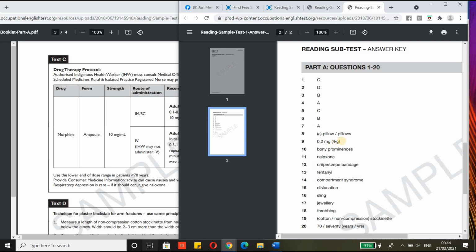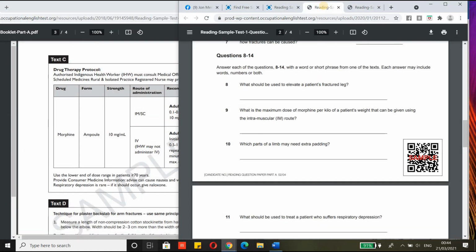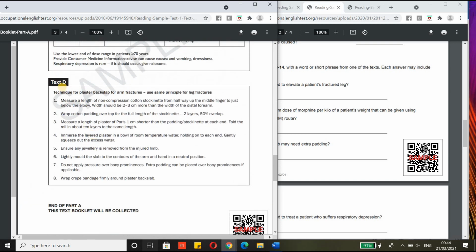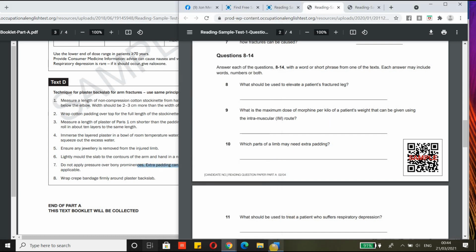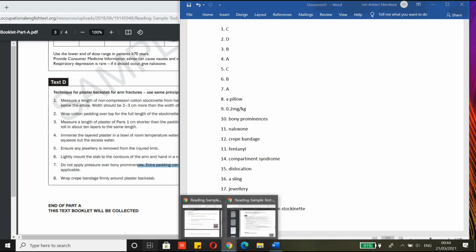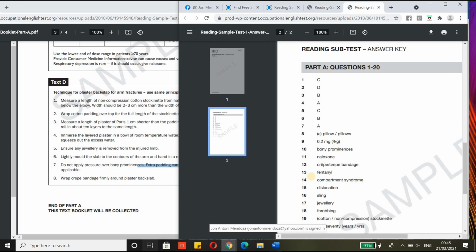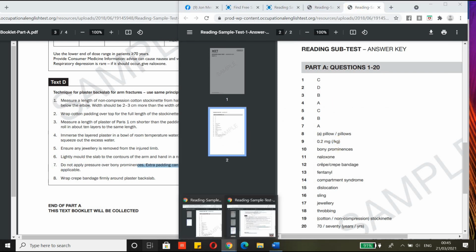So 0.2 milligram per kilo. And then number 10, which parts of a limb may need extra padding? It can be found under text D. Extra padding can be placed over bony prominences. So bony prominences, that's my answer, and I hope it's right. Correct.